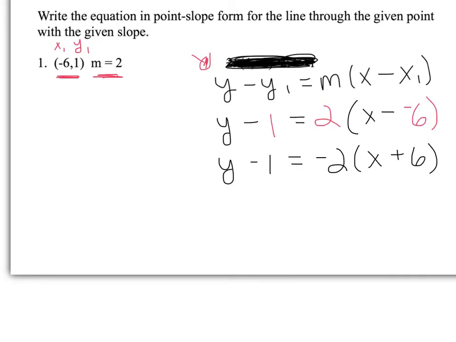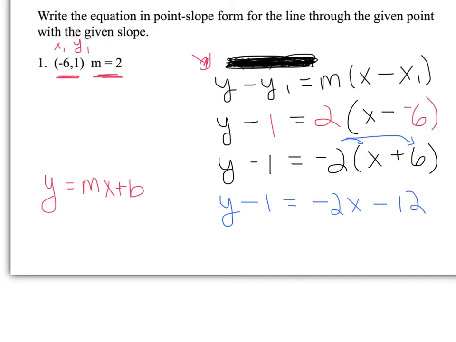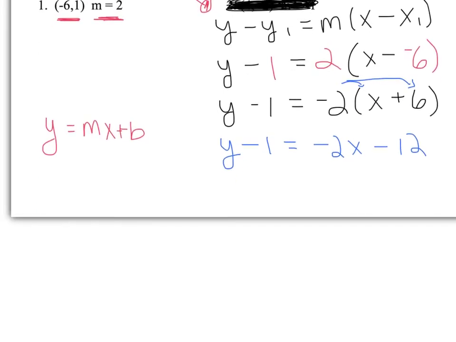I'm going to take this example one step more, and we're going to try to write it in y equals mx plus b form so that I know how to graph it. So what do you think we need to do? Hopefully you said that we need to distribute on the right side of the equation. So now we have y minus 1 on the left side, and I have 2x plus 12 on the right side. How do I make it so that I have y equals mx plus b?